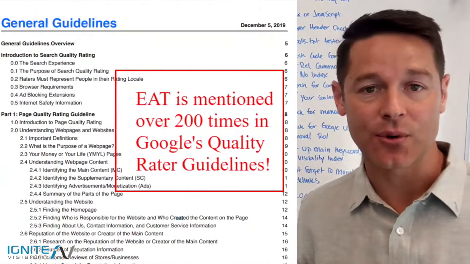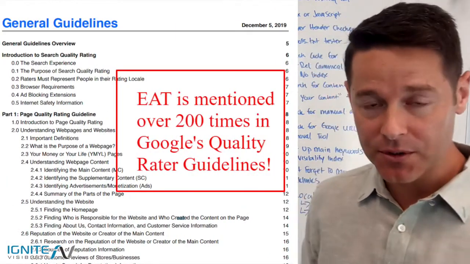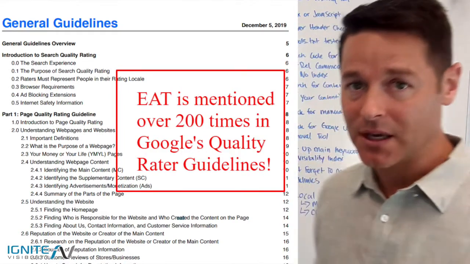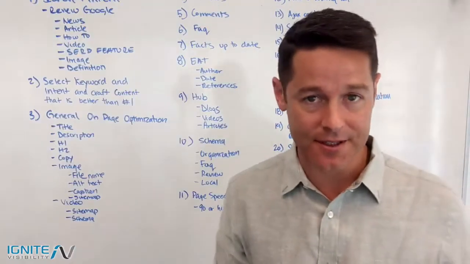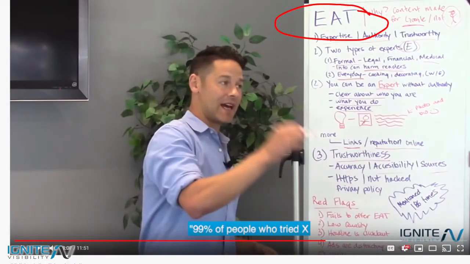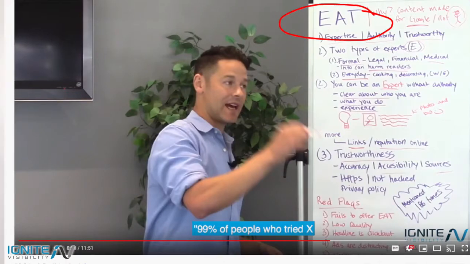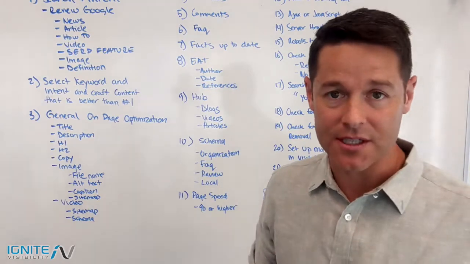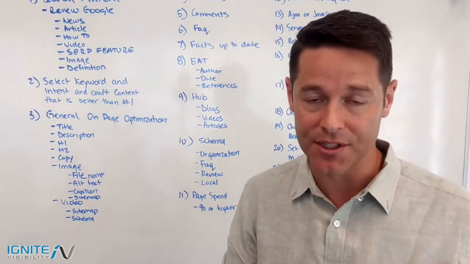Also, you need to look at EAT, expertise, authority, and trustworthiness. Really, really important, and it's now a super big part of Google's algorithm. So I've done whole other videos on this that you can find on the YouTube channel, but briefly, making sure that you've got an author profile, you've got dates associated with your blog posts, and you're citing all of your references are just a few of the things that are really, really important.